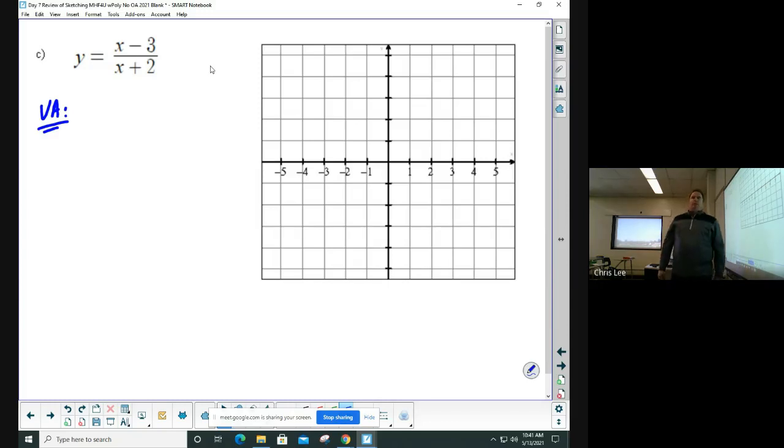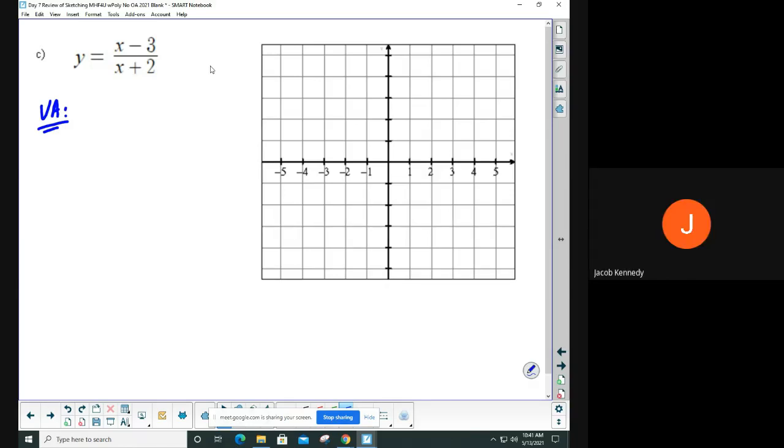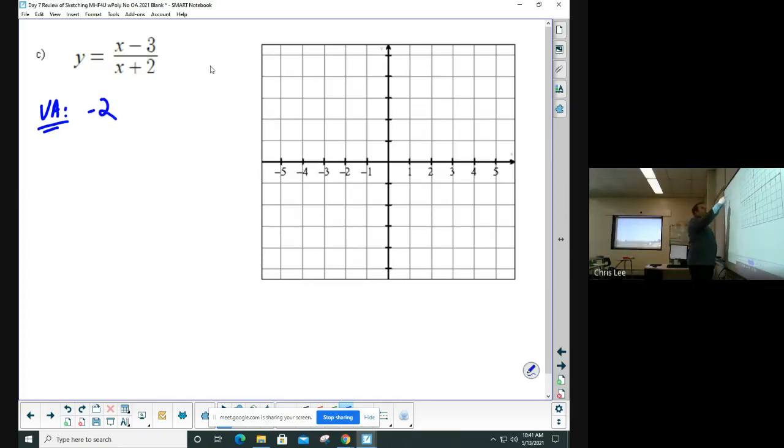If you remember back a couple of months, well, I guess more than a couple of months, the vertical asymptotes were found on the bottom of the rational expression. They are the values for x that are going to get you a 0 on the bottom, because since you can't divide by 0, there'll be a problem. So in this case, there's one vertical asymptote. Can someone tell me where it is? -2. Yes. It comes right here.